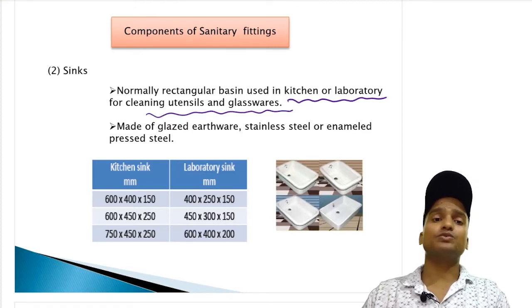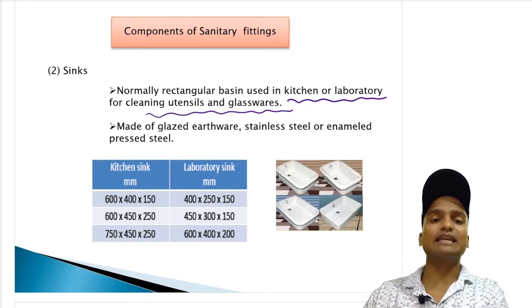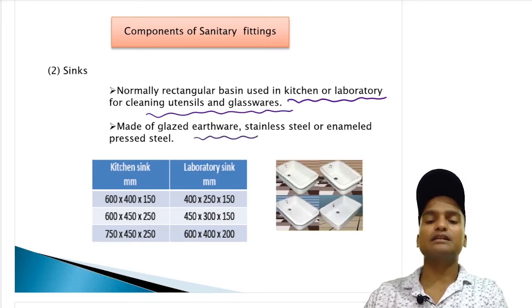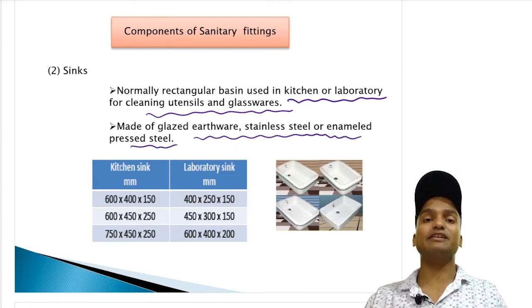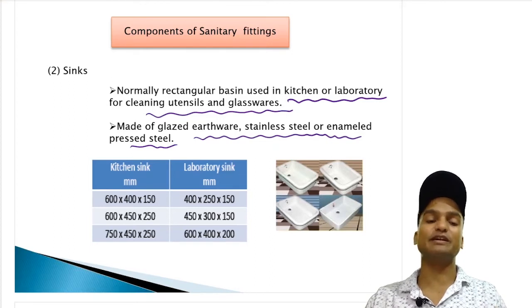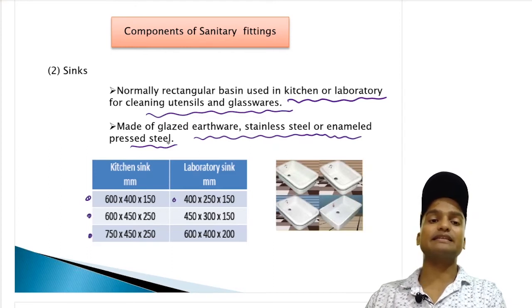Alright, so these sinks are made of glazed earthenware, stainless steel or enameled pressed steel. Alright, and I can't explain all these materials in detail right now in this course, otherwise it will become really big. You can just remember some of these materials. And these kitchen sinks are available in different sizes like this, whereas laboratory sinks are available in different sizes like this.